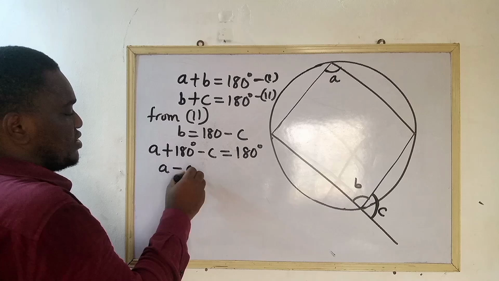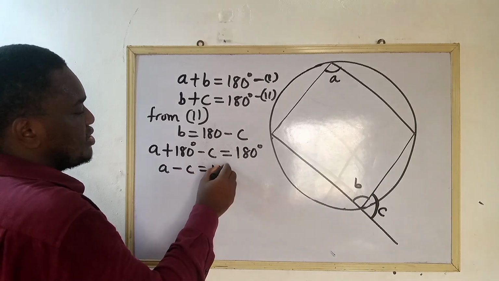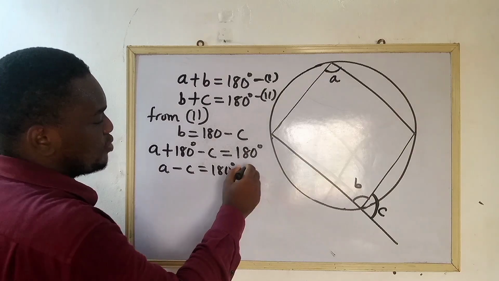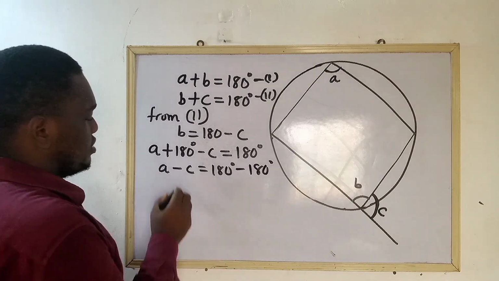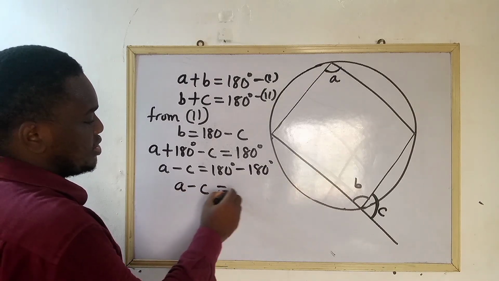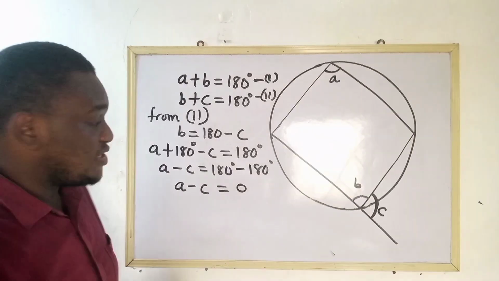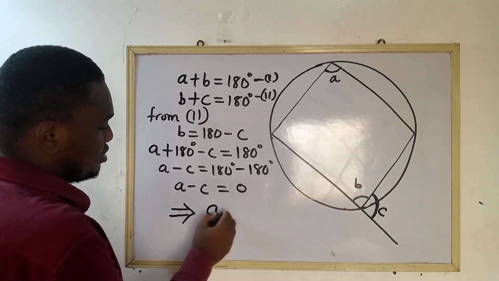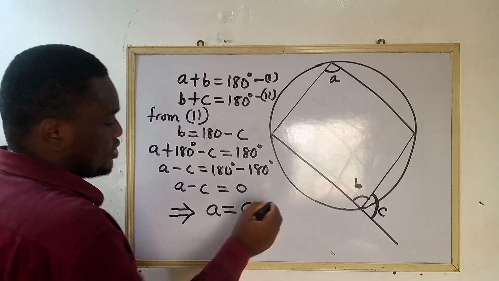So A minus C equals 180 degrees minus this 180. Coming to this side, it becomes minus 180 degrees. A minus C is 0. Yes, 180 minus 180 is 0. And the implication is that A is equal to C.